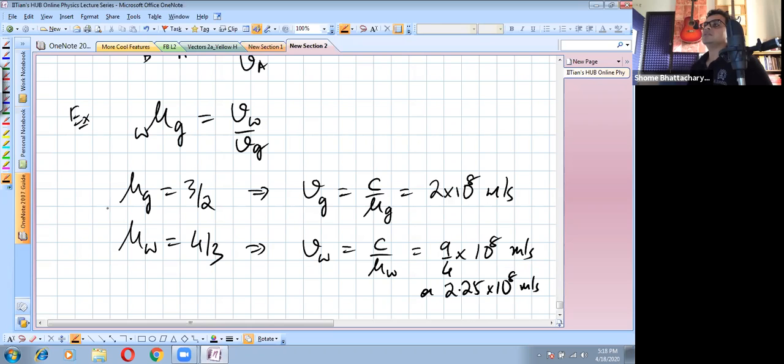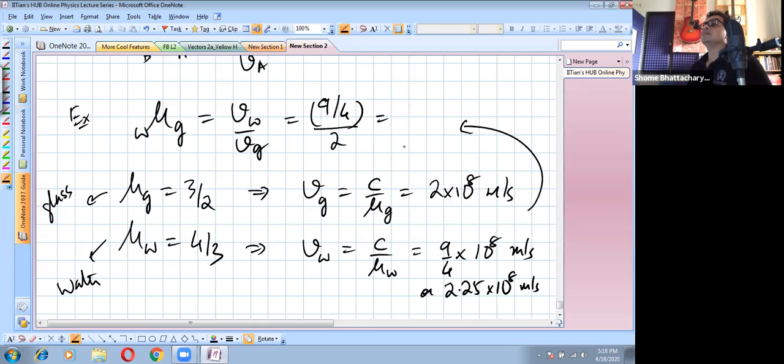Here this is glass, this is water. We are talking about absolute. Now put this information back here, and you see that this quantity actually becomes 9 by 4 divided by 2. So that is 9 by 8, which by the way can also be expressed in terms of absolute refractive index. So it is absolute refractive index of glass divided by absolute refractive index of water.